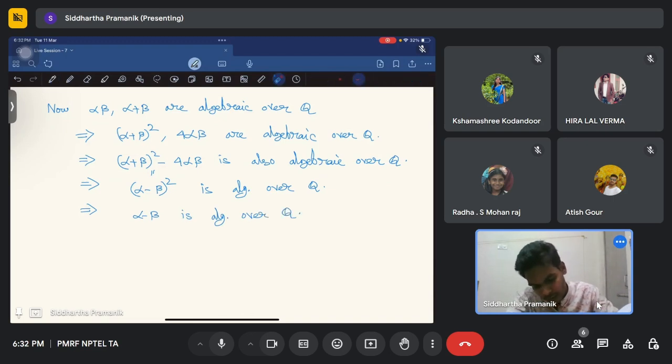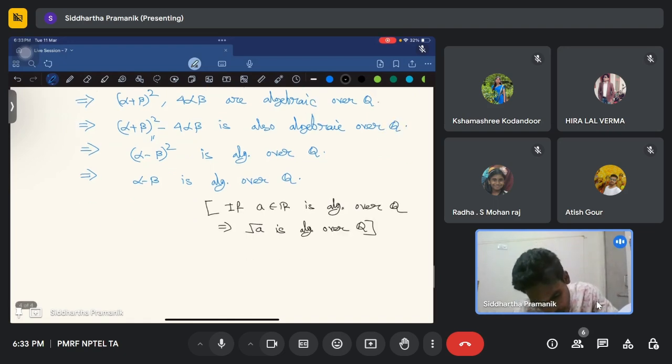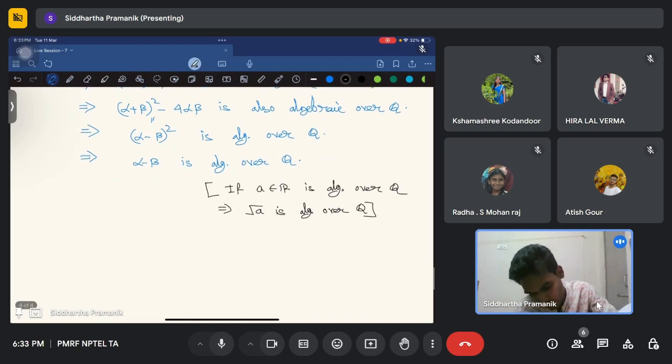So that means if some element A, let me write it in black, if A belongs to R is algebraic over Q, then that will imply square root of A is also algebraic over Q. This is something which we are using. I will prove it separately. Let's not worry about that. So alpha minus beta is algebraic over Q.